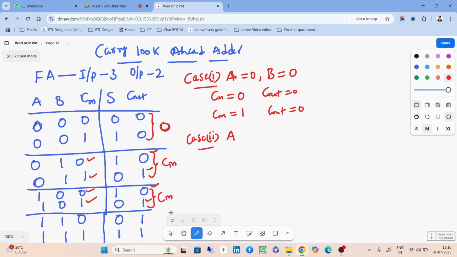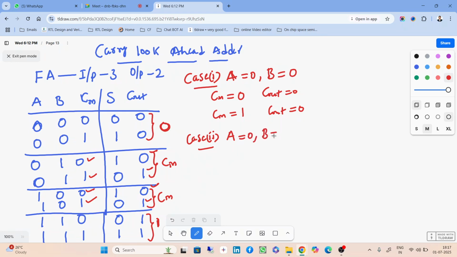Can I say C out is following C in now? Whatever the C input is, that you are getting at the C out. And here what is there? 1, 1. Only one. So irrespective of C input, either C input is 0 or 1, you are getting 1. Okay. So case 2.